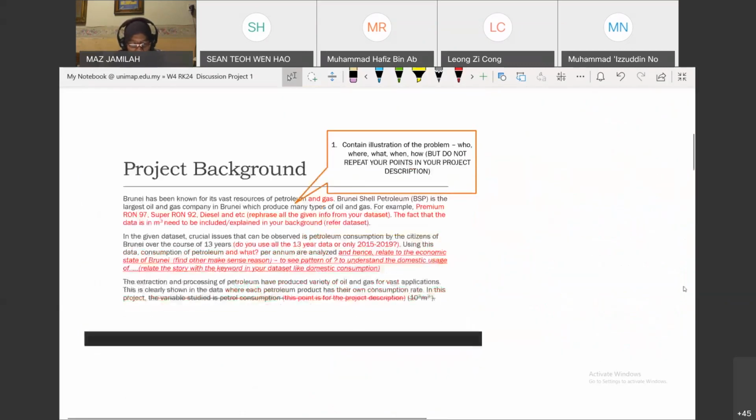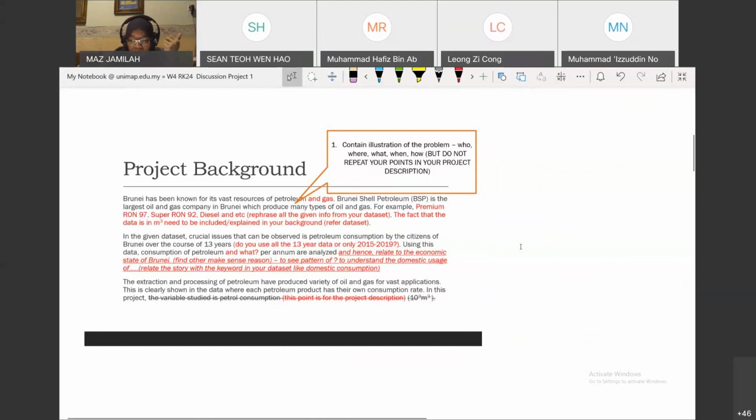Okay, let's look at the project background. Now, I would like to congratulate this team because they have come up with a very, not to say correct, but a good start at making a project background. Because the project background is where you tell your audience everything about your project in brief.